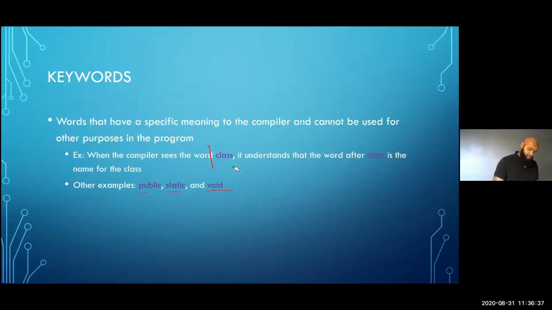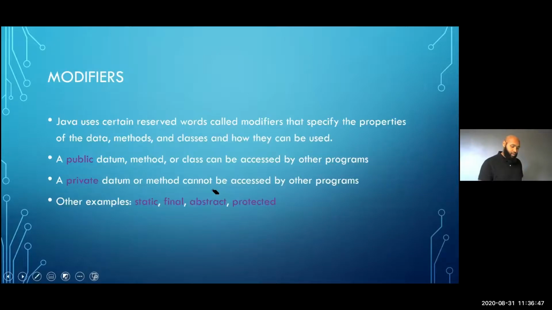All right. And all these other words we'll talk about as we go throughout the class, but they are keywords as well: public, static, and void. In Java, these are keywords, but they're also modifiers, meaning whatever data you put after it is going to be modified by this keyword. So public means that any class outside of my program, other programs, can access that class. However, a private class, only my program can access that class.